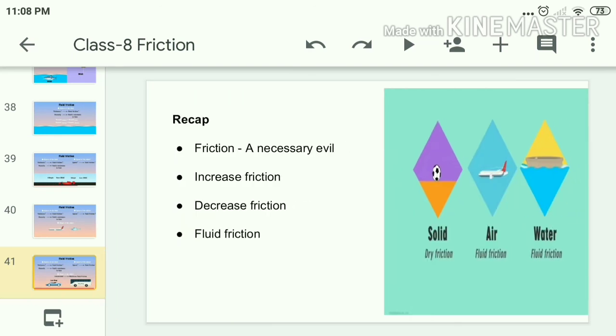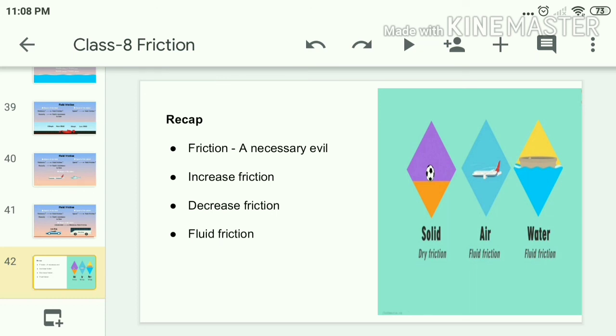So today in this lesson what we have learned: when you push an object or throw an object, it experiences an opposing force. That opposing force is nothing but the force of friction, which develops in the opposite direction of the force applied. And this friction depends upon some factors. In the case of solids, it is the nature of the surface and also the mass of the object. When coming to fluids, it depends on the nature of the fluid, speed and also the shape of the object.